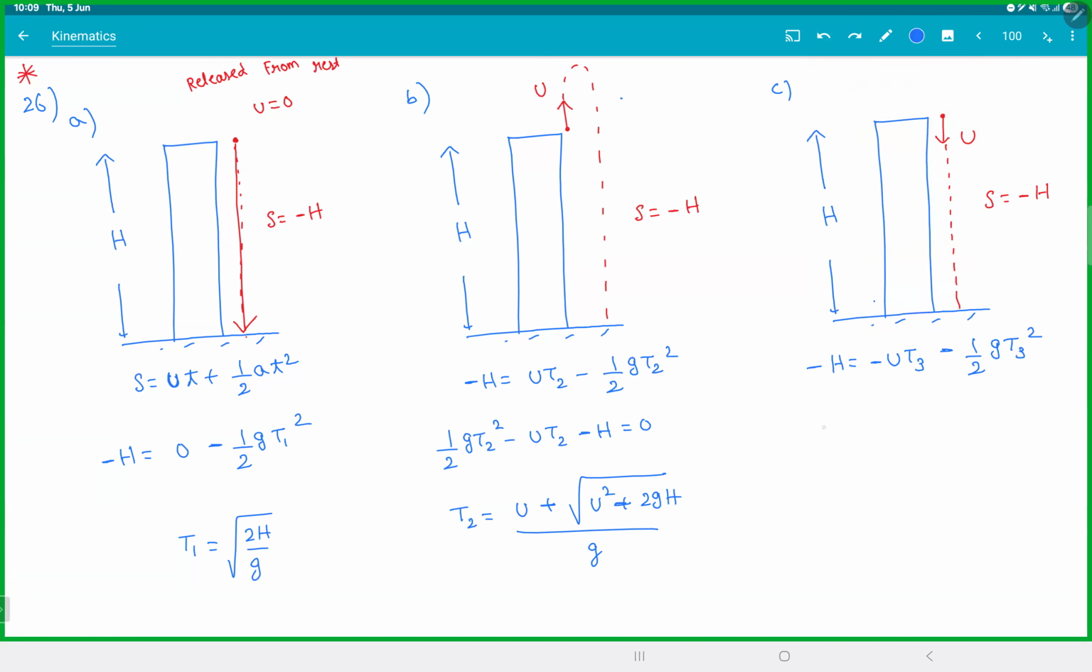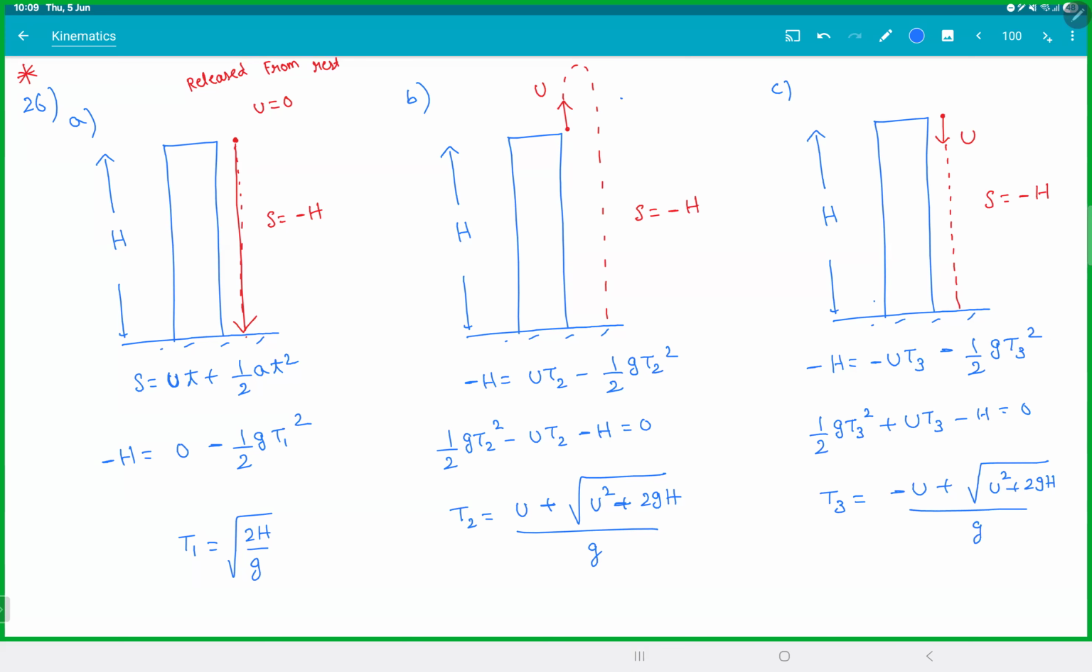So if you look at this equation here, this will be half g t3 square plus u t3 minus h is equal to 0. So this time of flight, t3, will be minus u plus root over u square plus 2gh, by g. Check everyone. These are your times of flight.